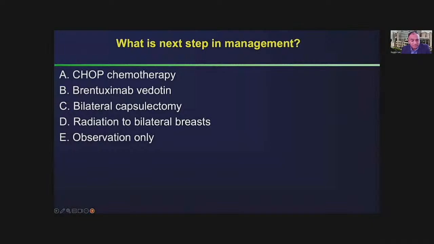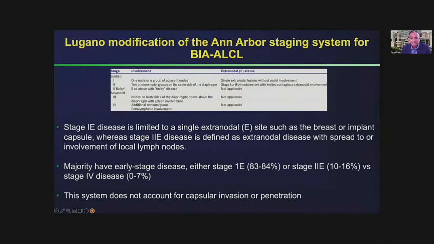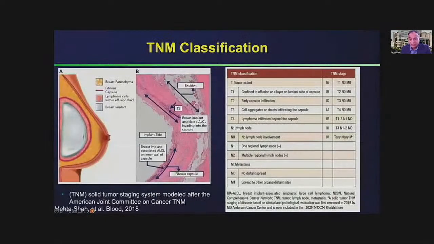And the choices are obvious in this case because this is a stage 1E disease through Ann Arbor staging. And one of the limitations of our current lymphoma staging is that the system does not account for capsular invasion or penetration. That's where the TNM classification that is developed by Dr.